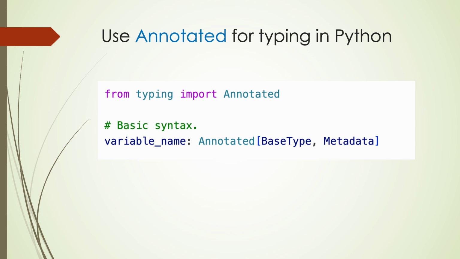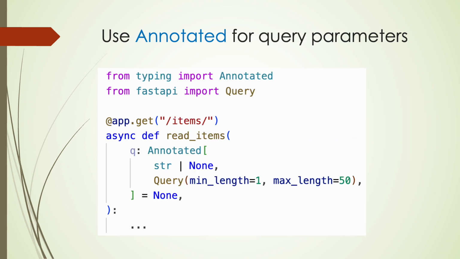add custom validation rules. Firstly, we can use Annotated and Query to declare additional information and validation for your query parameters. As shown in this example, we specify the min and max lengths for the query parameter q in the getRequest endpoint. Note that the default value is specified outside Annotated, and Annotated is only used to specify the type hint. The metadata specified by the Query construct is used by FastAPI to parse query parameters.